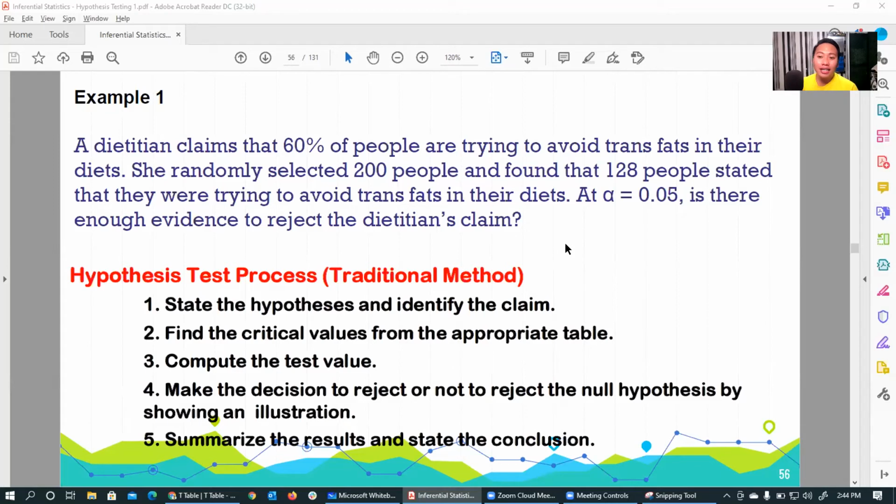Though this is a different type of test, meaning this is a z-test for proportion and no longer for a mean, the steps are still the same. It doesn't change at all. Okay, so let's start solving it.